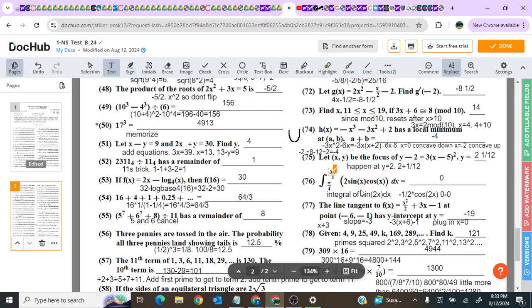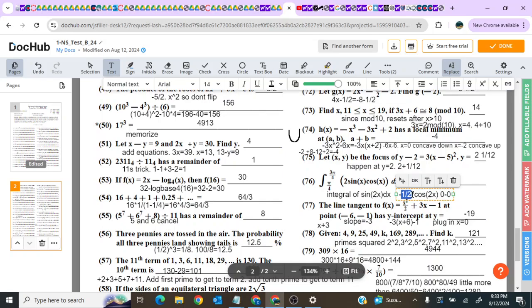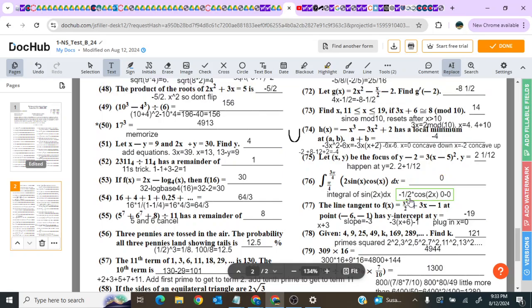Integral of this giant thing, well, 2 sine x cosine x is equivalent to sine of 2x if you know your double angle identities. So just integral of that. Well, integral of sine is negative cosine. And then you have to divide it by that 2 because of the chain rule. So negative 1 over 2 cosine of 2x. Plug in these two bounds and you get 0 minus 0, which is just 0.